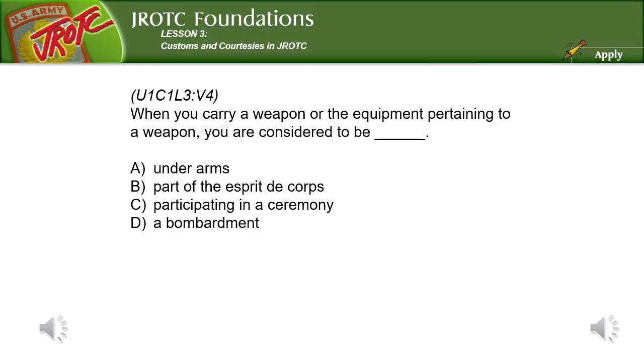When you carry a weapon or the equipment pertaining to a weapon, you are considered to be blank. Is it A, underarms? B, part of the esprit de corps? C, participating in a ceremony? Or D, bombardment? The answer is A, underarms.